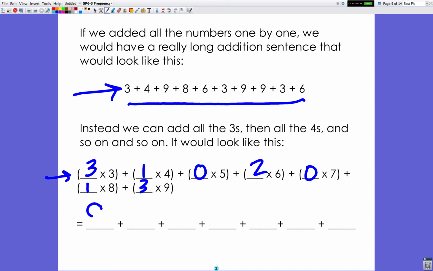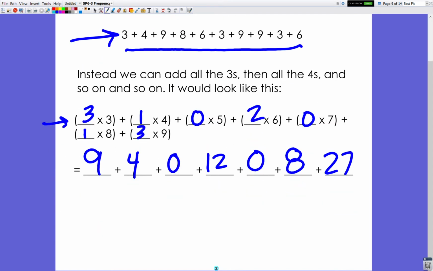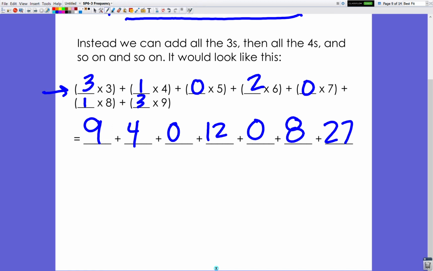So 3 times 3 is 9, 1 times 4 is 4, 5 times 0 is 0, 6 times 2 is 12, 0 times 7 is 0, 1 times 8 is 8, and 3 times 9 is 27. And then just like we do normally, we would add them up and then divide by however many are in our original data set. Not this, but our original data set.